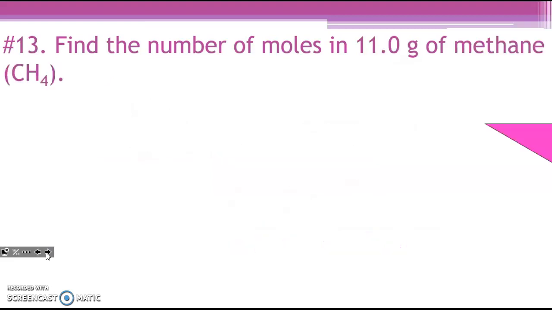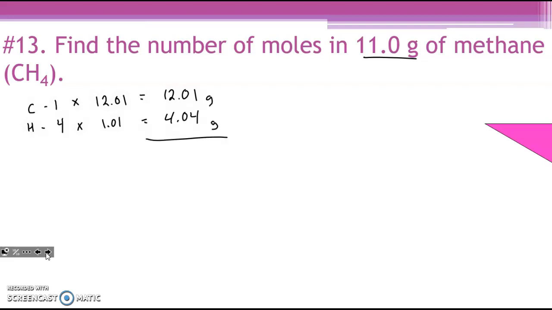And we're going to finish here with number 13. Find the number of moles in 11 grams of methane. So we're going to need to find molar mass here. Carbon, hydrogen. We have 1 carbon, 4 hydrogens, 12.01 for carbon, and 1.01 for hydrogen. So 12.01, 4.04 grams. Our molar mass here is going to be 16.05 grams of methane. So let's convert.